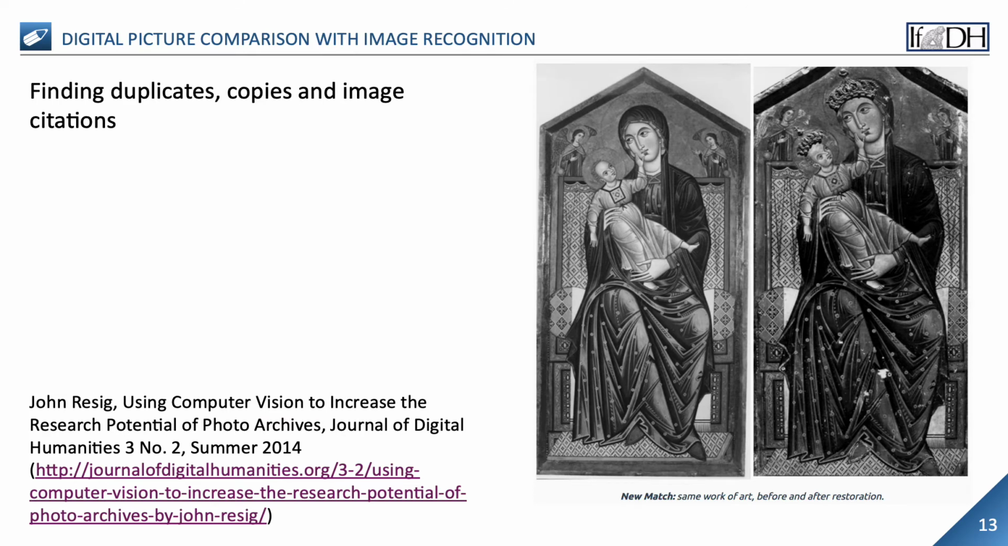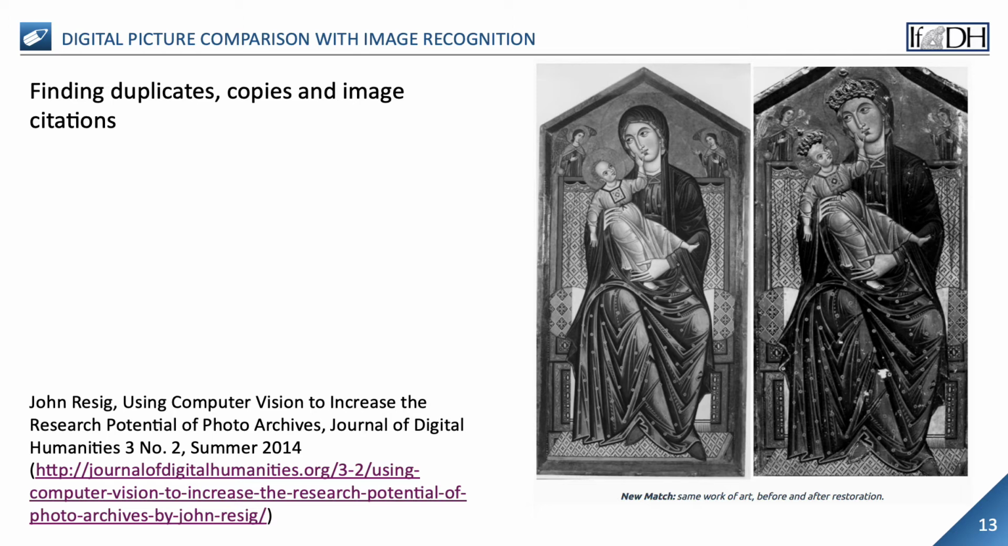The same applies to finding duplicates, copies, and image citations. In a picture archive that has existed for over 100 years, the photos often show different states, for example before and after restoration. In the case of Our Lady on the left, chipped paint has been added, the frame removed, and the obvious later crowns removed.